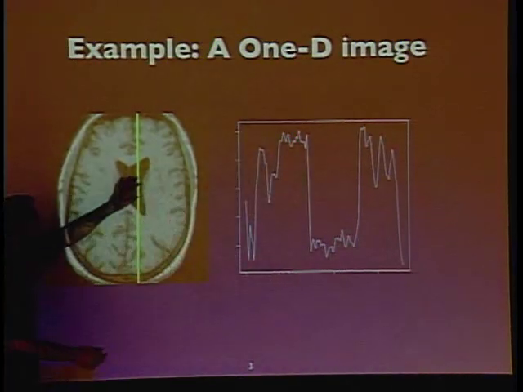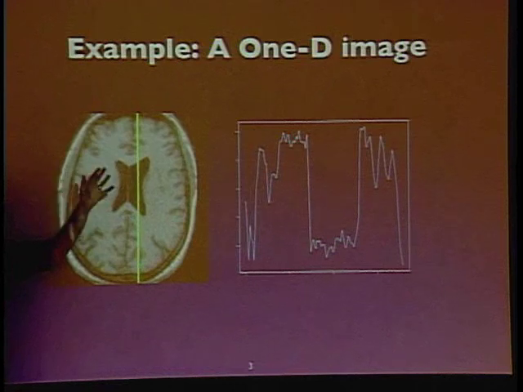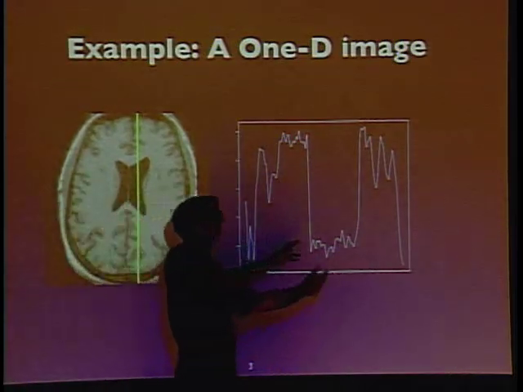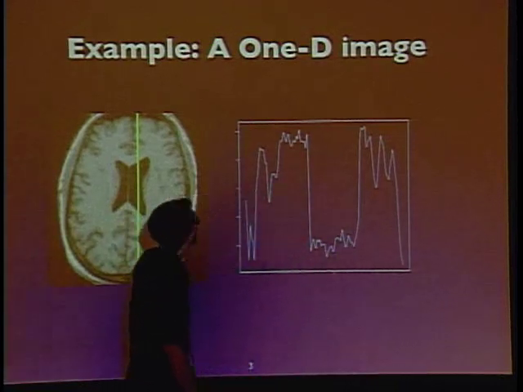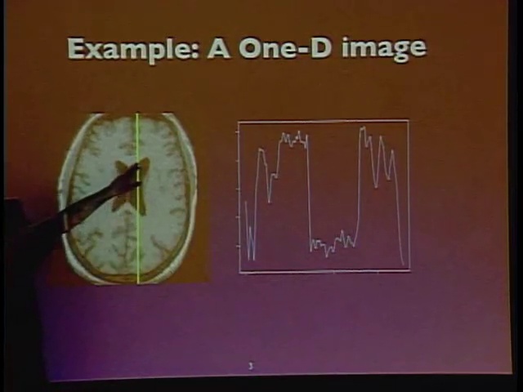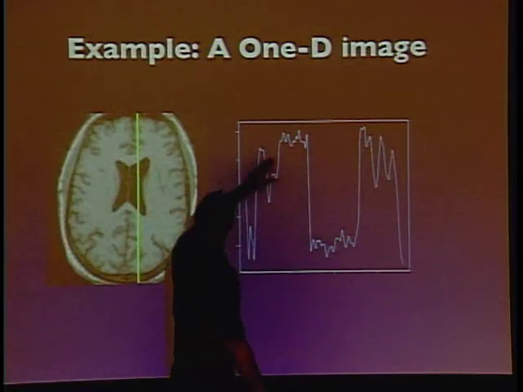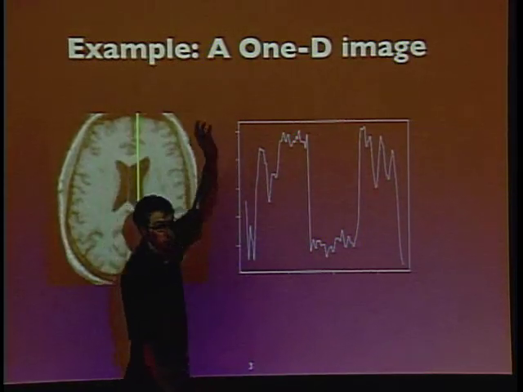Then there's this dark trough in the middle. This is called the lateral ventricles of your brain, which is not important. The point is it's dark. And that's this middle section here. And then if you keep walking along this line, you get to bright stuff again. Bright, bright, bright. And then, right at the very tippy top, there's more dark stuff.